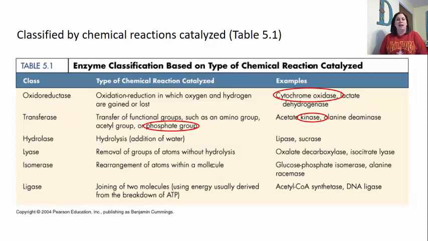Another one is transferase. Transferase is going to transfer functional groups. It could be an amino acid, an acyl group, or a phosphate group. One of the main ones that's important with the phosphate group is if we add phosphates or move them, that's going to help us with ATP, because ATP is adenosine triphosphate. So kinases are an example of this when we see them in cellular respiration.